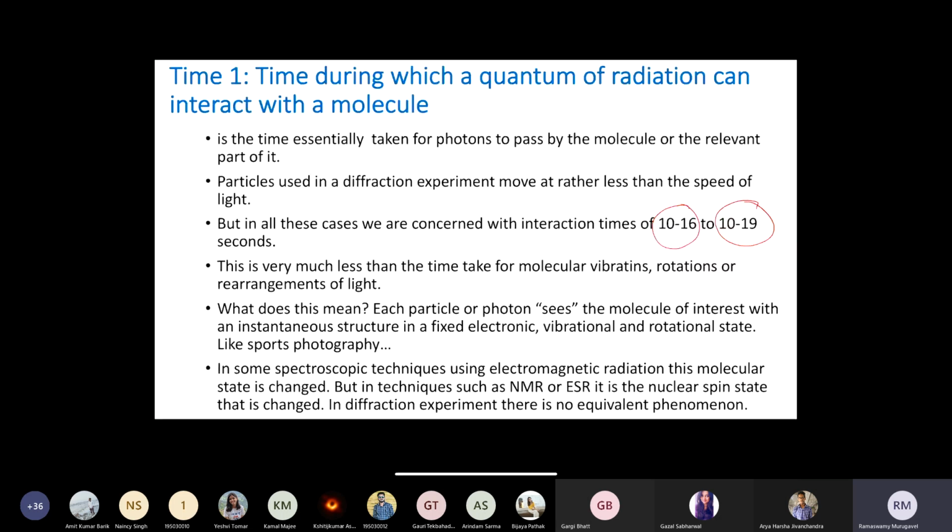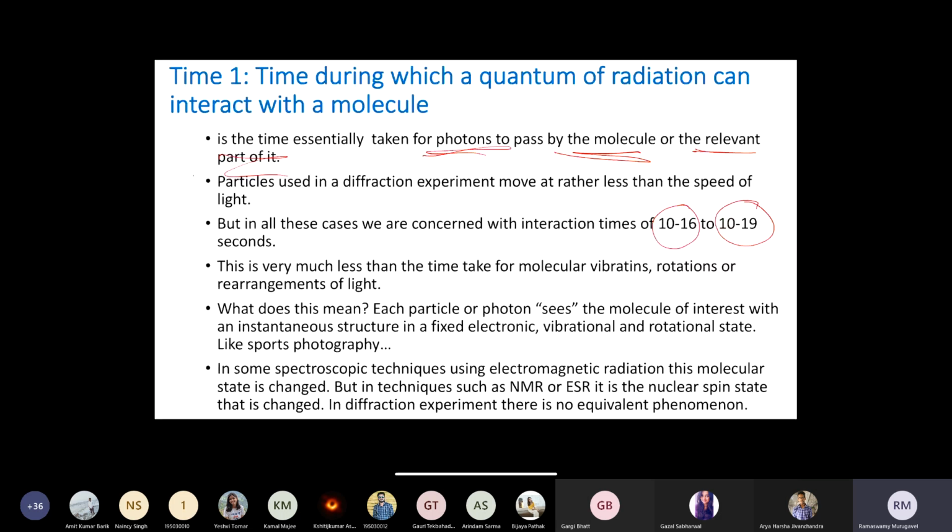The time one is the time during which the quantum of radiation can interact with the molecule. This is the photon hits the molecule and an excitation takes place. How much time does the photon take to interact with the molecule? So this is the time essentially taken for photons to pass by the molecule, or sometimes only the relevant part of it. Sometimes you don't want to study the entire molecule, because you do a partial irradiation also, right? So you only see a part of the molecule. So this is the time that is taken for photons to pass by. You just pass by the functional group or molecule.